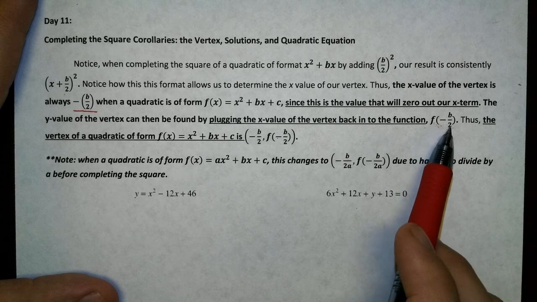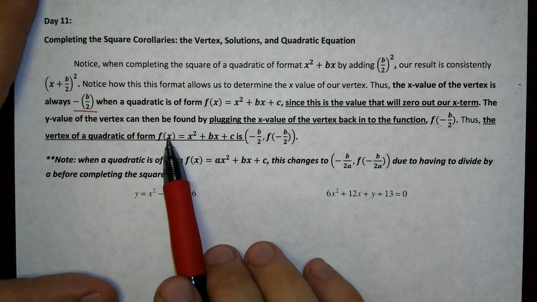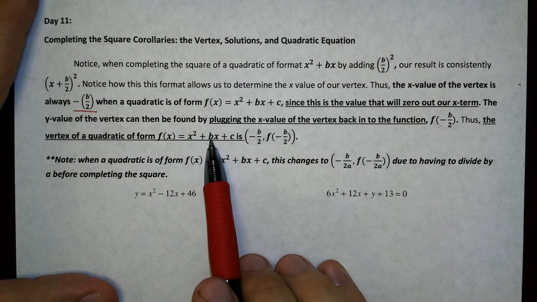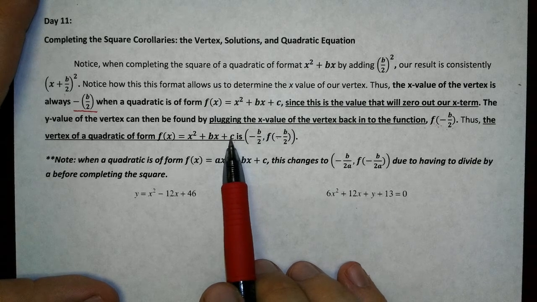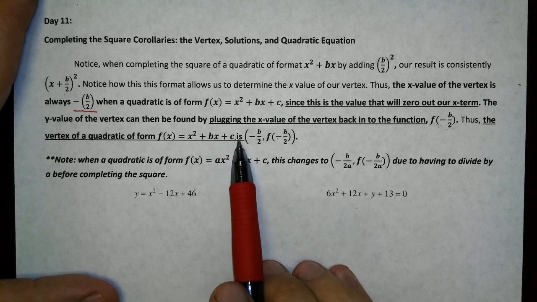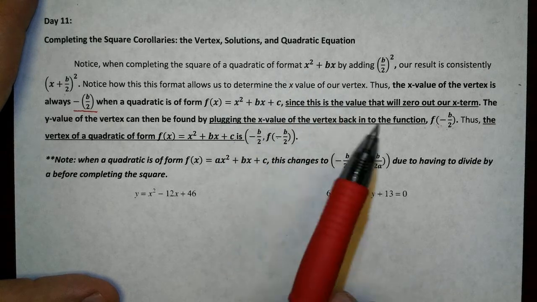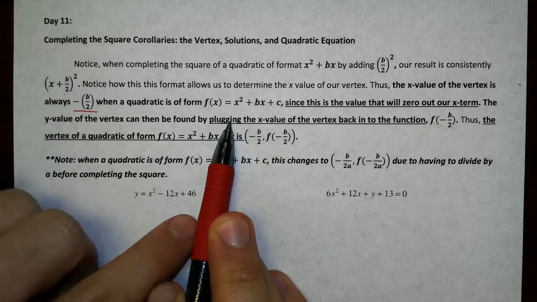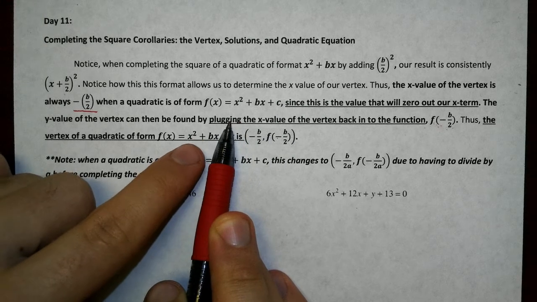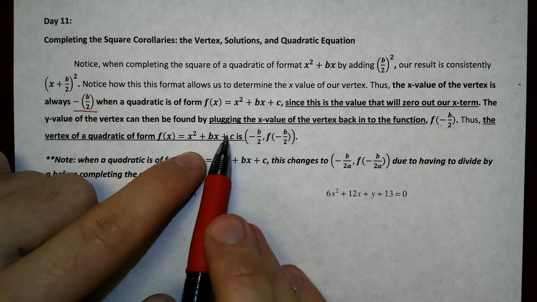Now let's put it all together. Thus, the vertex of quadratic form f of x equals x squared plus bx plus c. Side note, really quickly, we see that it's plus c right here, and we're not used to that in our format up here, but that's okay, because we're choosing to focus on this bit, which we complete the square with. This plus c we can completely ignore when we're completing the square.